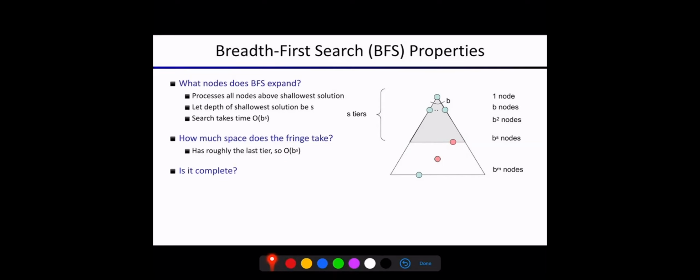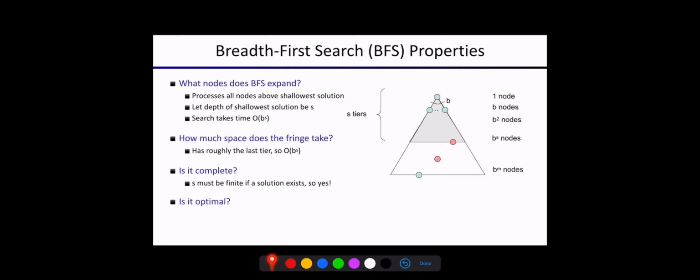Now, is it complete? Which means, does it find the goal? Yes. If a solution exists, it will definitely get there, because it keeps exploring all nodes. If there is a goal, it's going to reach it. And if there are many goals, it's going to reach the first one, the shallowest one in terms of distance in hops from the start to that given goal.